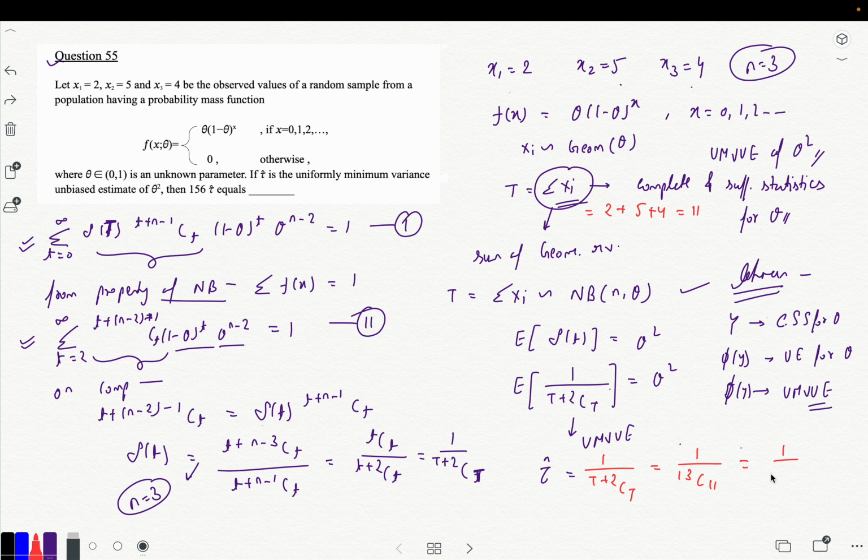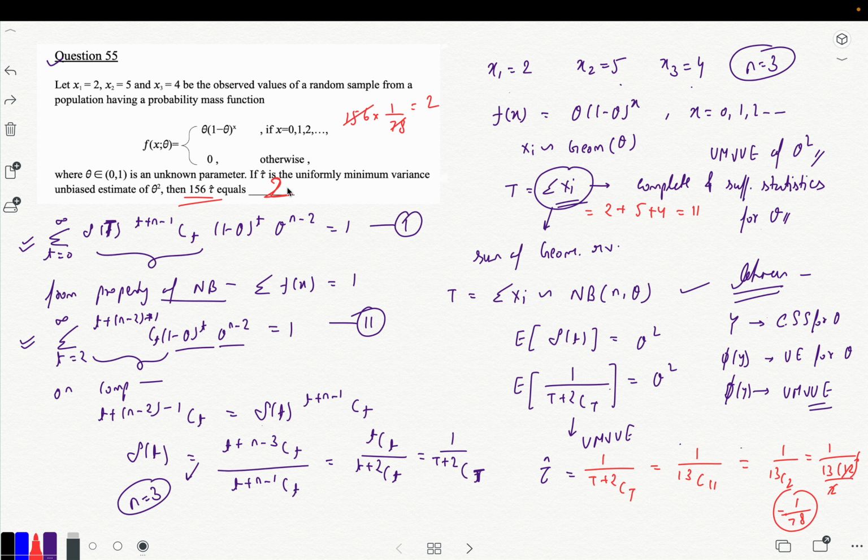So that would be 1 upon 13C2. Simplify it, that is 1 upon 13 into 12 into 2 into 1, that is 2 sixes are 12, 1 upon 78. And what do we have to find out? We have to find out 156 tau cap, that is 1 upon 78. So that would be twice of it. So we got the answer that 156 tau cap, the result, is 2.